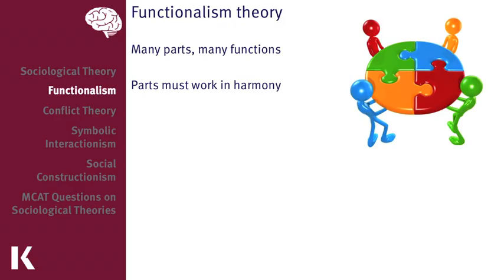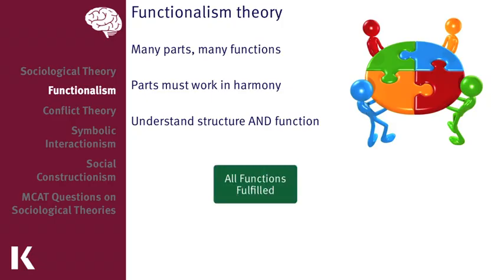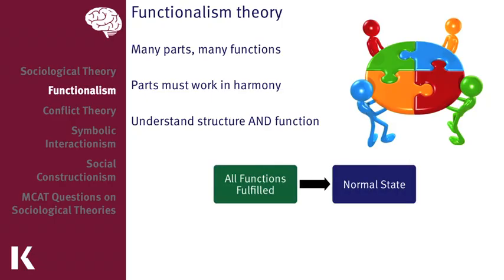Functionalism tells us that in order to understand a society, we must recognize the different parts of society and the different roles each component plays. This is a macro approach to societal understanding. The breakdown is pretty straightforward. If every subpart is fulfilling its function, society is in a normal state. But when some functions are not being fulfilled, then society is in dysfunction.